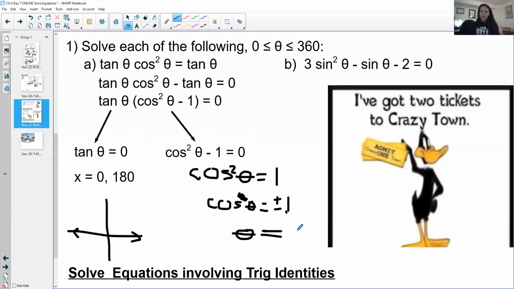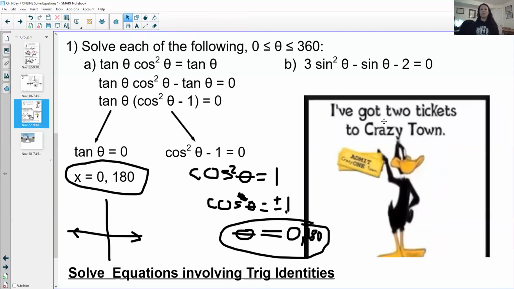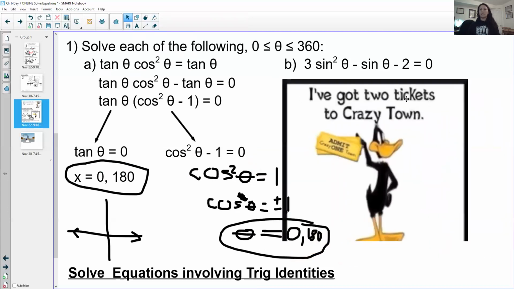You may use your calculator. You can also think about the CAST rule. It happens at 0 degrees, and it also happens at 180 degrees. So in both scenarios, our x values are the same, okay? They won't always be. This just means we only have 2 answers for this scenario. So this statement is true when theta equals 0 or theta equals 180, okay? So long story short, you can factor them, okay?